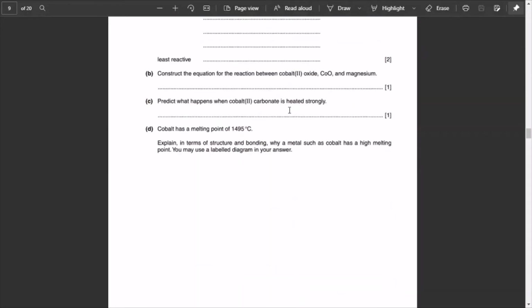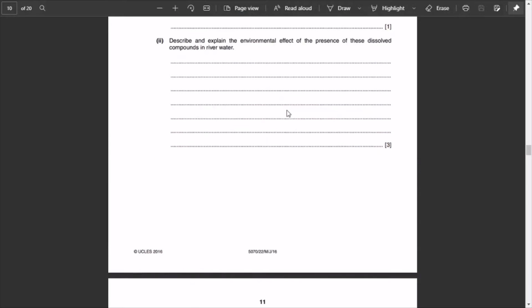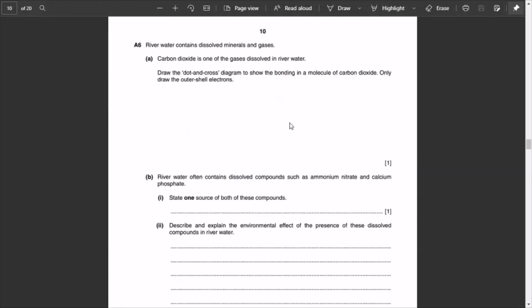I solved section A, questions 1, 2 and up till question number 5 in my previous video. And today I'm solving question number 6. Question number 6 says river water contains dissolved minerals and gases. Carbon dioxide is one of the gases dissolved in the river water. Draw a dot and cross diagram to show the bonding in a molecule of carbon dioxide.